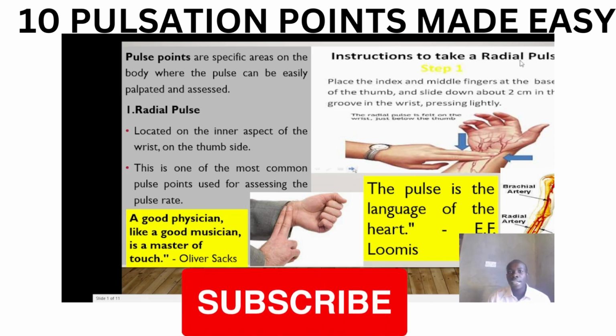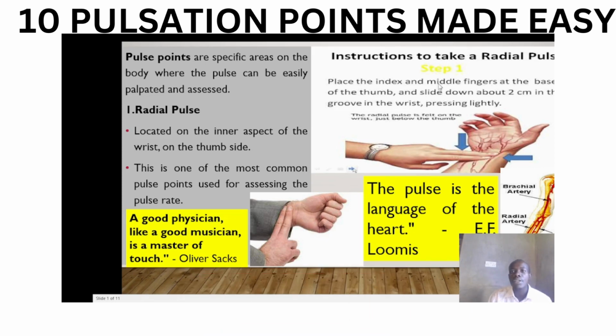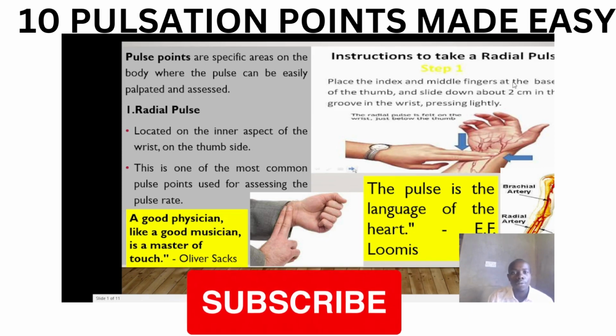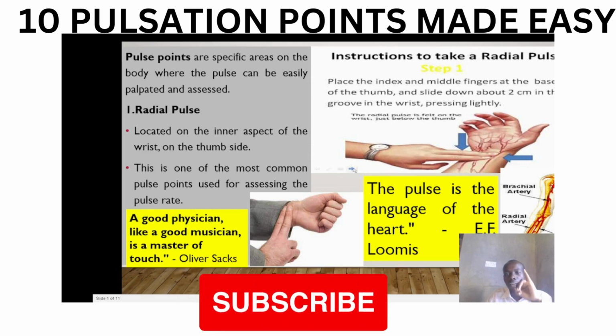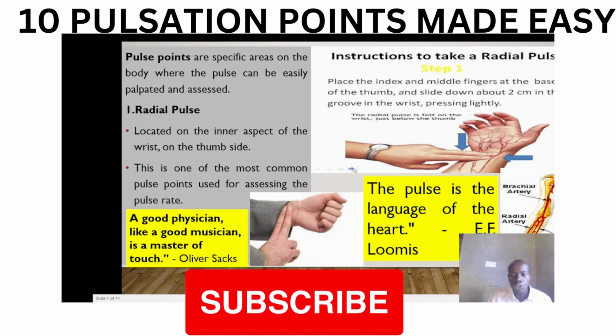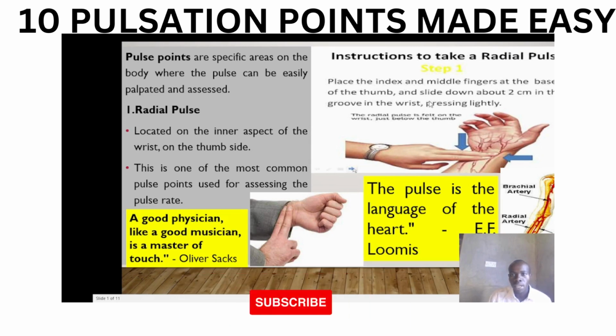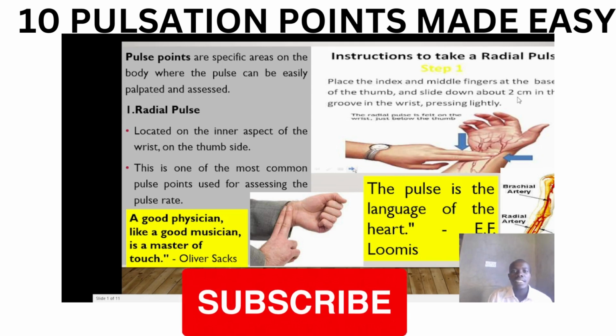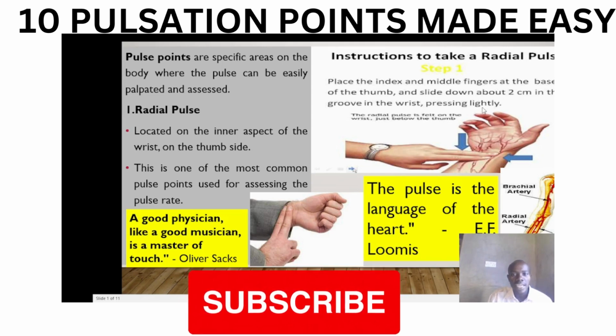So instruction to take the radial pulse, you place the index and the middle finger at the base of the thumb. Remember, we are going to use the index and the middle finger. Okay, so guys, you have the thumb, then you have the index finger, the middle finger, the ring finger, and then the small finger. So in this case, we are going to use the index and the middle finger. Okay, so we slide down about 2 centimeters in the groove in the wrist, pressing lightly.